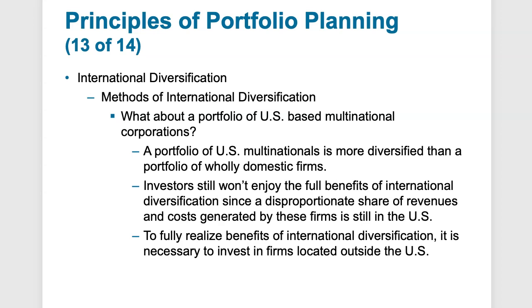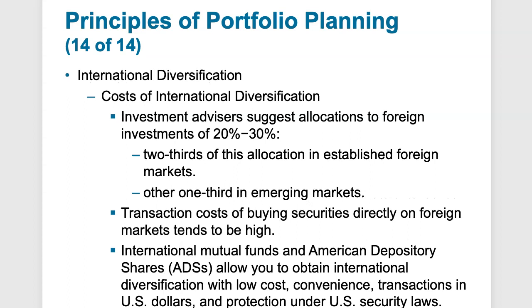Generally, if you really want true international exposure, you would have to buy companies on a foreign exchange, in a foreign land. Now, as far as diversification, the cost of international diversification is more expensive. Most stock advisors would say to have at least 20 to 30% of your investments in international companies. You would want to take this 20 or 30% and put it in a mix between established, mature foreign markets and also emerging markets.